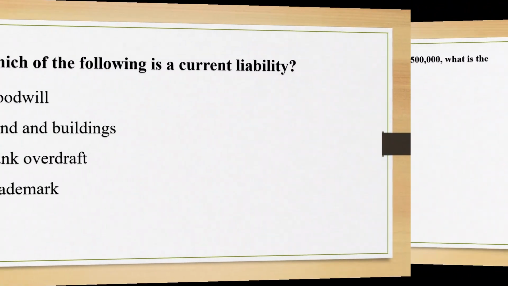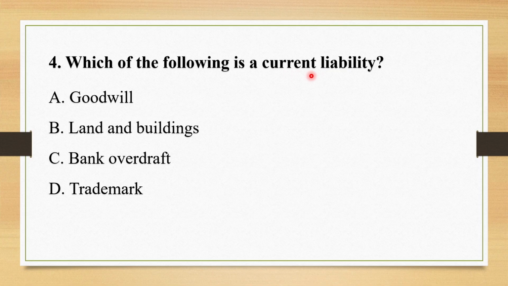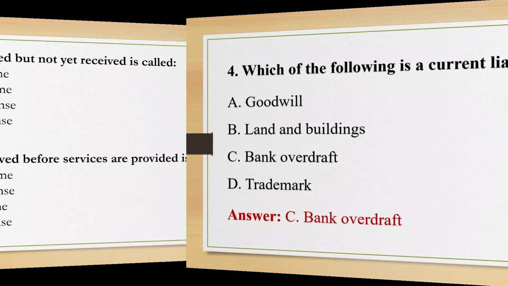Yes. Question number 4. Which of the following is a current liability? We have goodwill. Is goodwill a current liability? We have land and building. Is it a current liability, land and building? We have bank overdraft. We have trademark. As we have seen, this one is included in intangible assets. Land and building are tangible assets. Bank overdraft, what do you guess? We have trademark. The right answer is bank overdraft. Yes, as you have seen, the bank overdraft is under current liability.